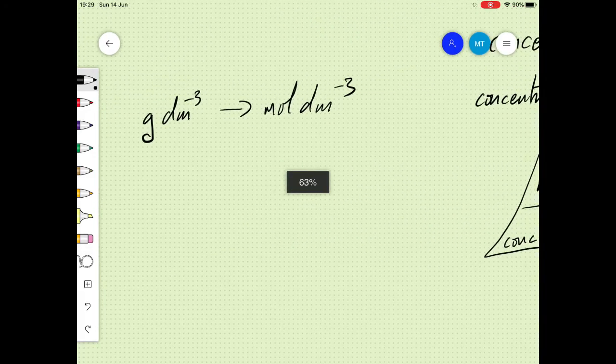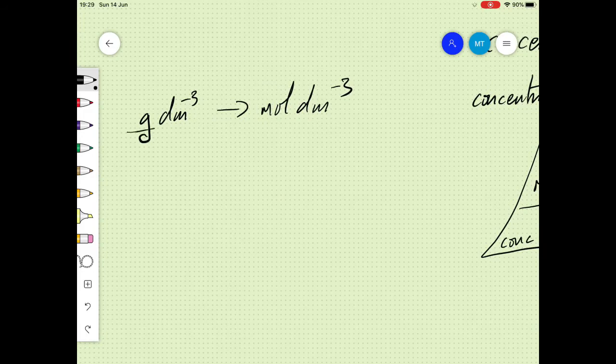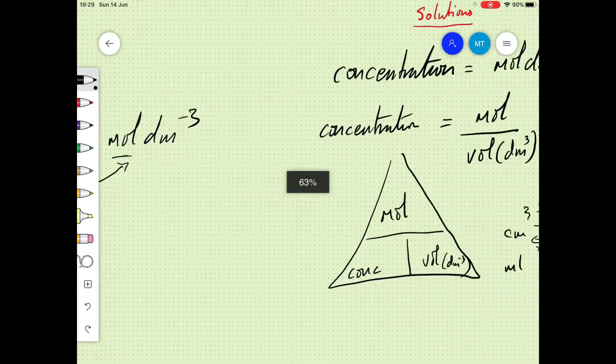Another thing we sometimes find is we might end up with a concentration in grams per decimeter cubed and be asked to work it out in moles per decimeter cubed. And all you need to do, if you get that, is you divide by the MR, and that's a quick conversion.